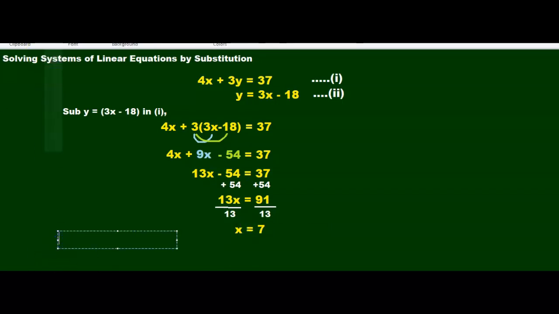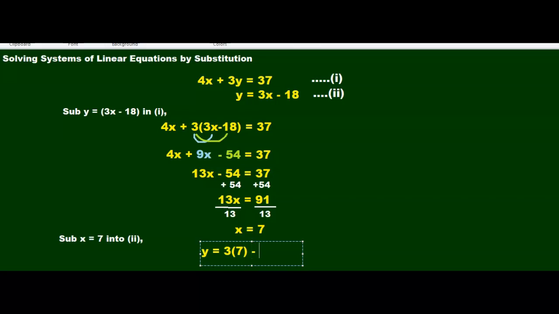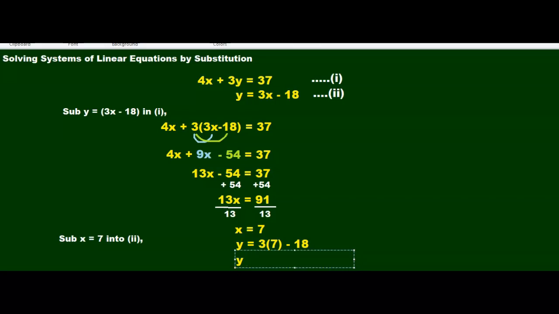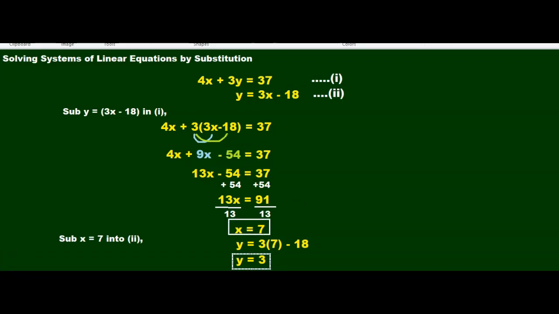We're not done yet. We need to substitute x equals 7 into equation 2 because we already have it in terms of y equals. So we're going to say that y equals 3 times our x, which is now 7, minus 18. And I'm looking at equation 2. And that leaves me with y equals 7 times 3 is 21. 21 minus 18 equals 3. And so your x equals 7 and your y equals 3. And that's how we solve by substitution.